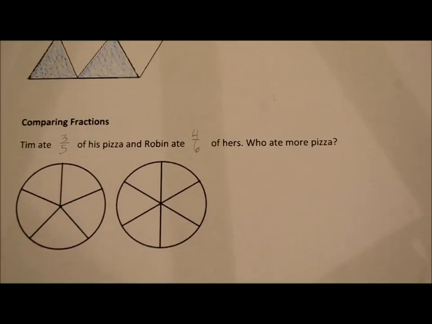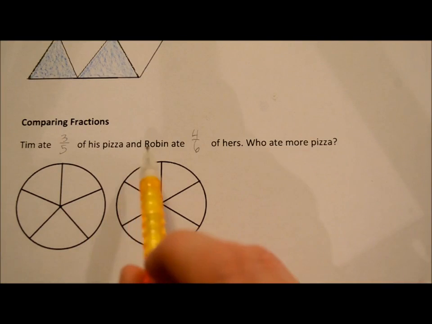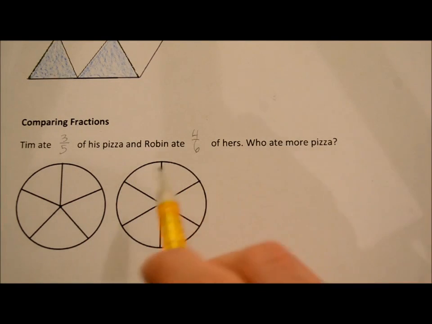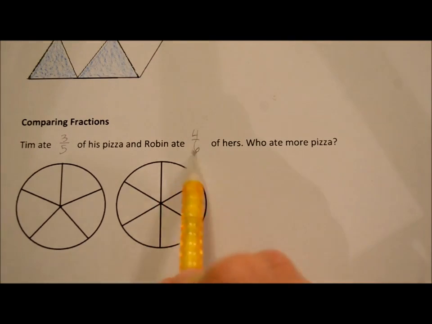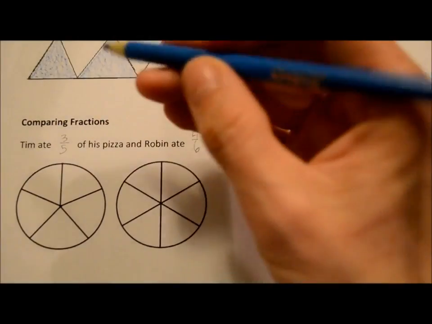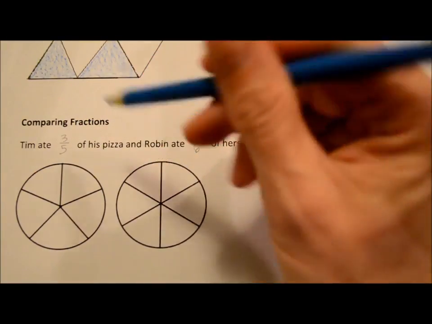Here we go. Comparing fractions. This is where some students get a little lost, so I'll do my best here for you. Tim ate 3/5 of his pizza, and Robin ate 4/6 of hers. Who ate more pizza? Well, you can't compare them yet because the denominators are different. You really don't know. So just for my own, because I'm a visual learner, I am going to color in those fractions so I can maybe get an idea by looking at it.